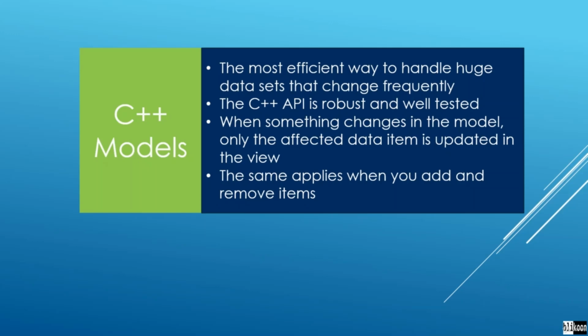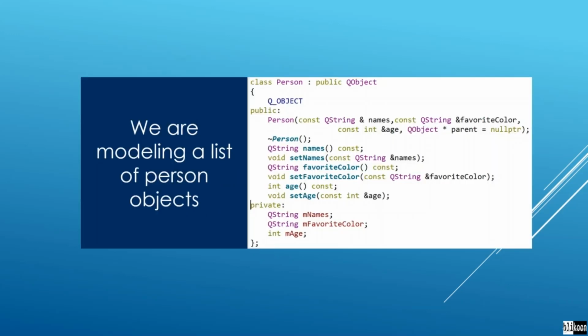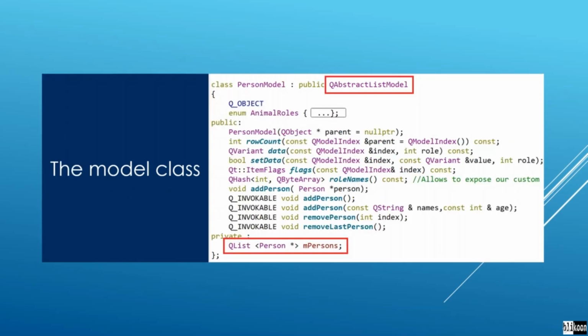How do you do it? First, we need to remember that what we are doing is not that different from what we have been doing all along. We are still trying to model a list of persons and expose that to QML. But now we are wrapping our list of persons in a model that has a specific interface or contract that we have to respect. If you look here, we have our model. You see that it is also a C++ class. We are inheriting QAbstractListModel.